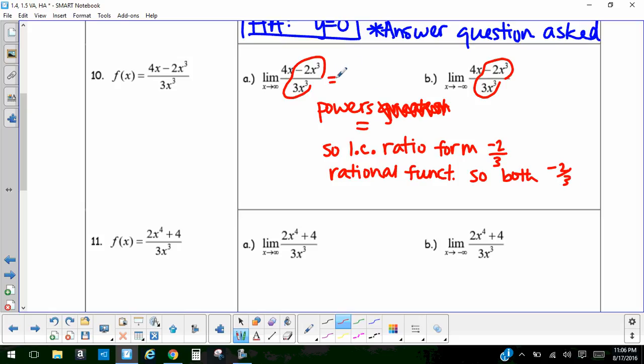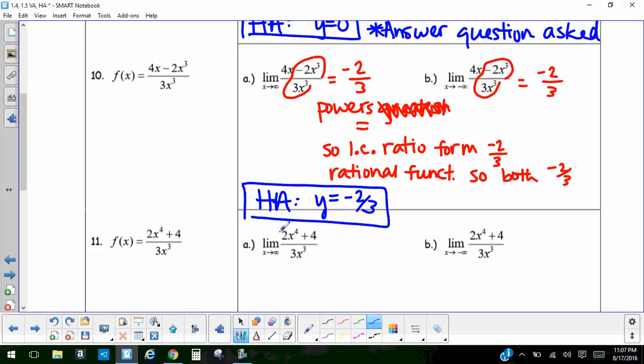So I can come up here and I know this answer is negative 2/3, and I know this answer is negative 2/3. How you're going to know it's not rational, you're going to see a radical. You're going to see the 3/5 power, something that's a fraction power. But otherwise, it is a rational function if you have just whole number powers. Okay, we have to answer the question that was asked. The question that was asked is what are the HAs? We only have one. The HA is y equals negative 2/3. Proper notation, this actually answers the question.